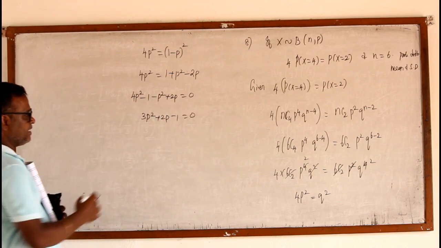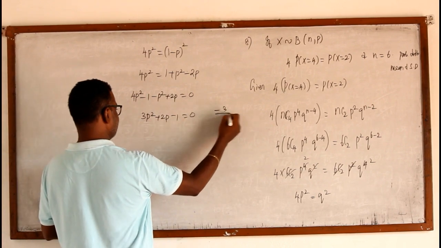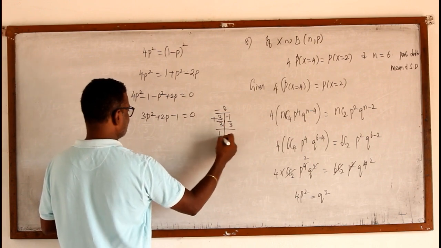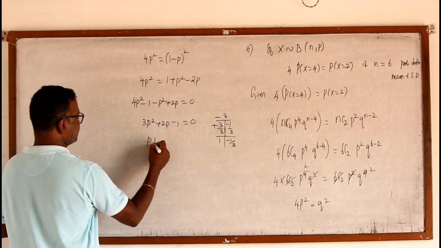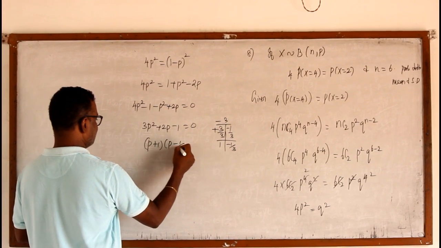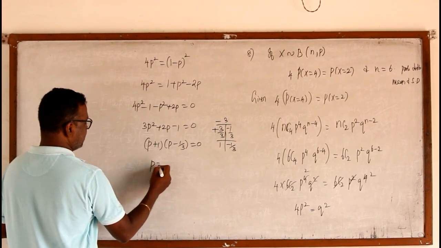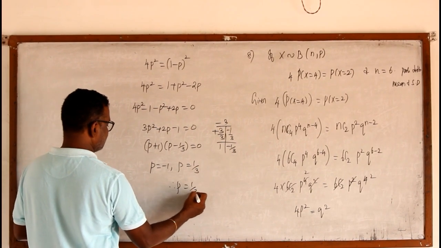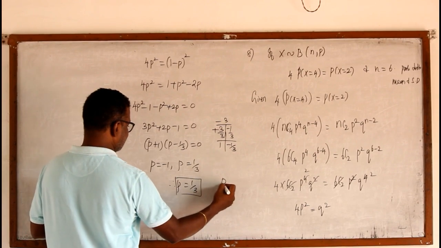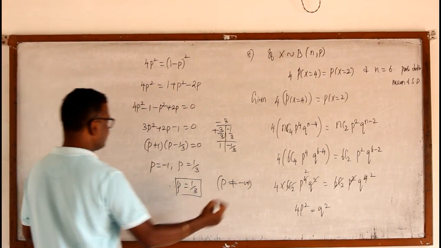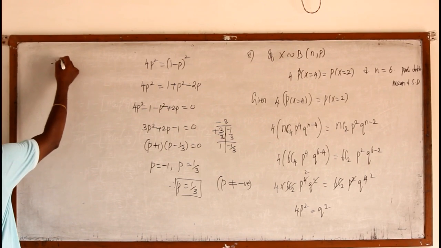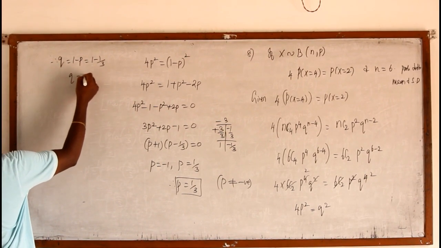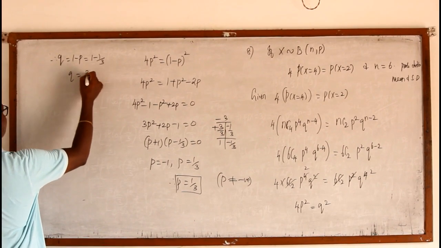So we are getting a quadratic equation in terms of p. Factorizing, it is p plus 1 into p minus 1 by 3 equals 0. So p equals minus 1 or p equals 1 by 3. Therefore p equals 1 by 3, since probability cannot be negative. Therefore, q is 1 minus p, 1 minus 1 by 3, so q is 2 by 3.